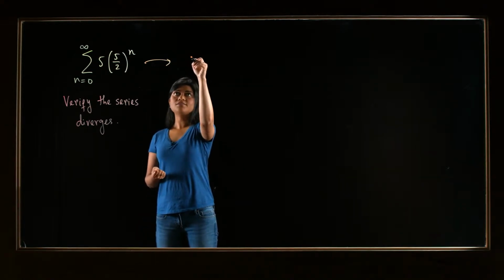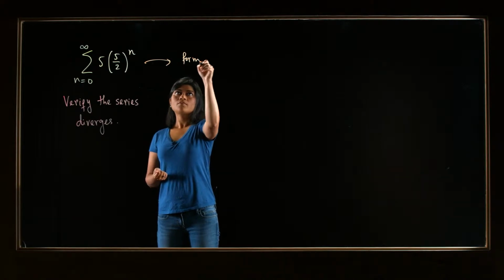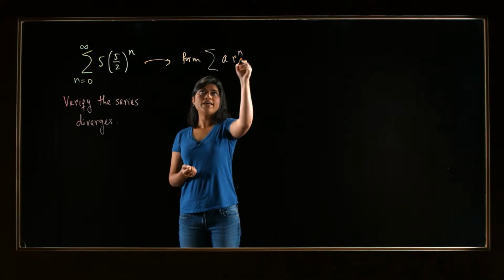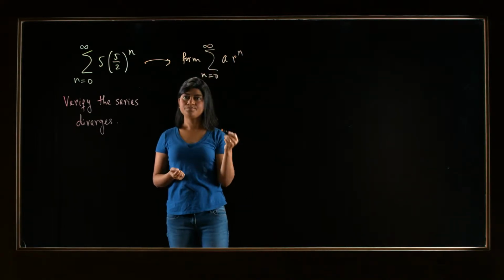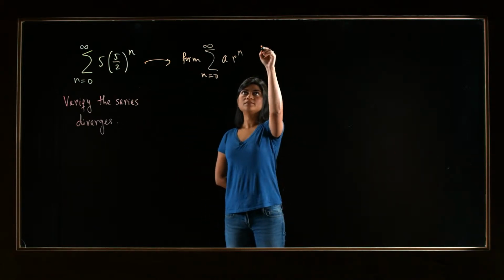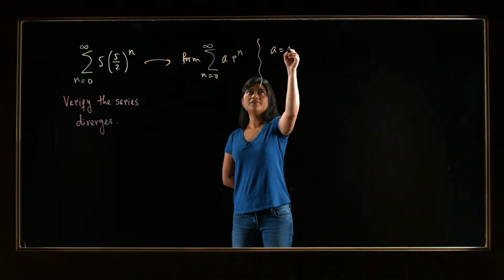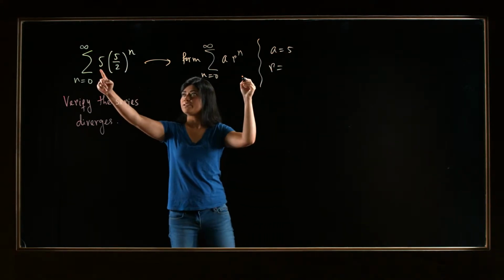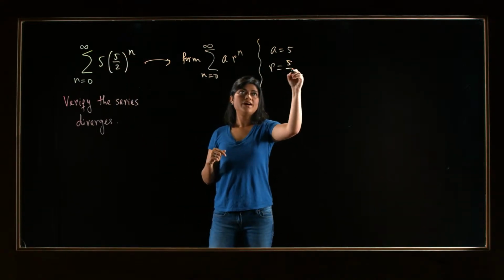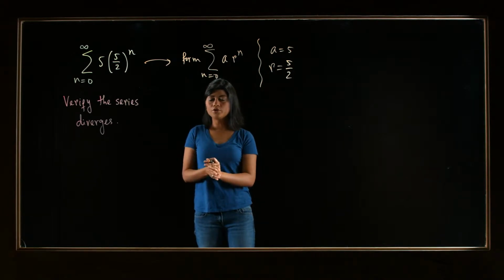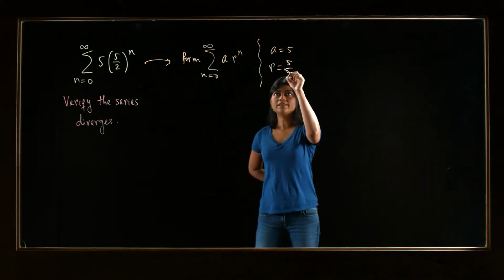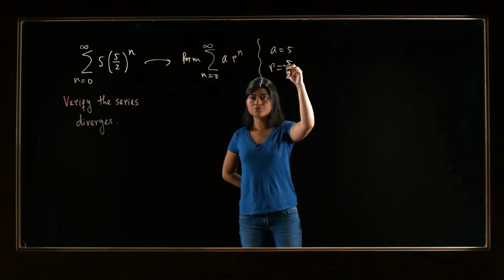Notice that this series has the form of a geometric series, and a geometric series looks like the sum of a times r to the n, n from 0 to infinity. And therefore, for our particular series, what does that mean? That means that a is 5, because it's a times r to the n, and r is 5/2. Now, what do we know about geometric series? When does it converge and when does it diverge? We know that it all depends on this r, the ratio.